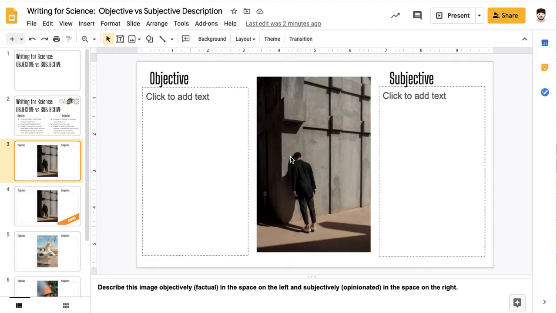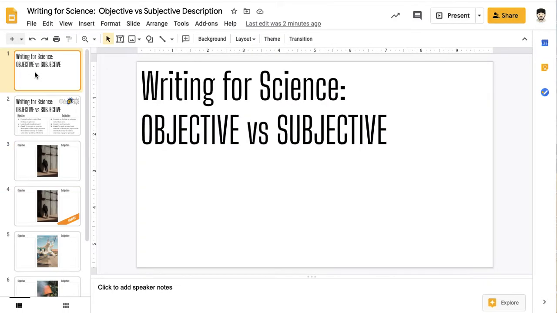Hi everyone, this is a short tutorial to help you better understand writing for science, objective language versus subjective language. Let's take a look here at the slide deck that I created for you all. And it opens with this very simple slide, writing for science, objective versus subjective.